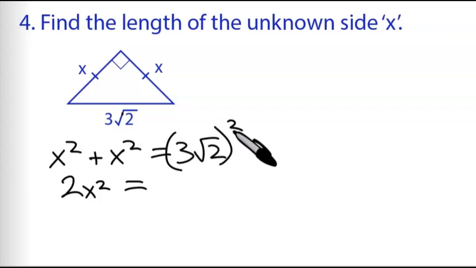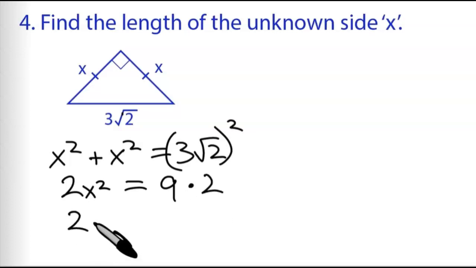And on this side, we have 3 times the square root of 2, all of that squared. And so the way we do that is we square the part outside the radical and then the part that is the radical that's having the square root taken, and we multiply those together. So 3 squared is 9, and radical 2 squared is 2. So on this side, we have 9 times 2. So we have 2x squared equals, and then 9 times 2 is 18.